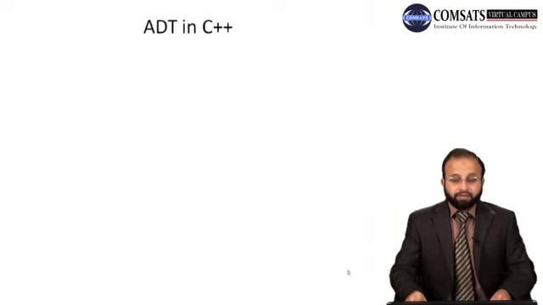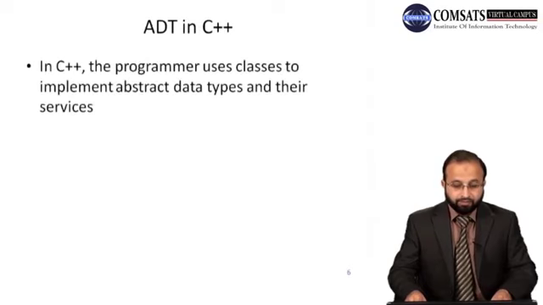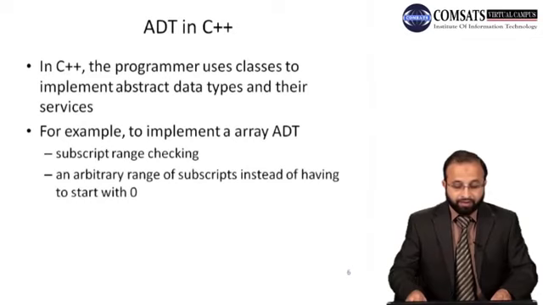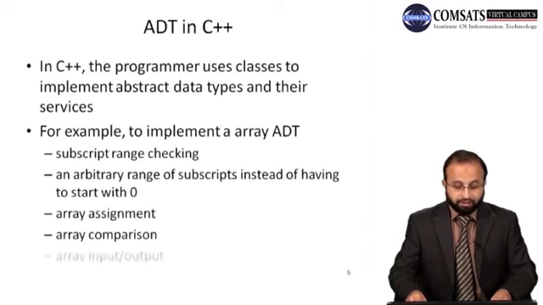Abstract data type in C++. In C++, the programmer uses classes to implement abstract data types and their services. So for example, to implement an array abstract data type that performs the following functionality: subscript range checking, an arbitrary range of subscripts instead of having to start with 0, array assignment, array comparison, and array input and output.